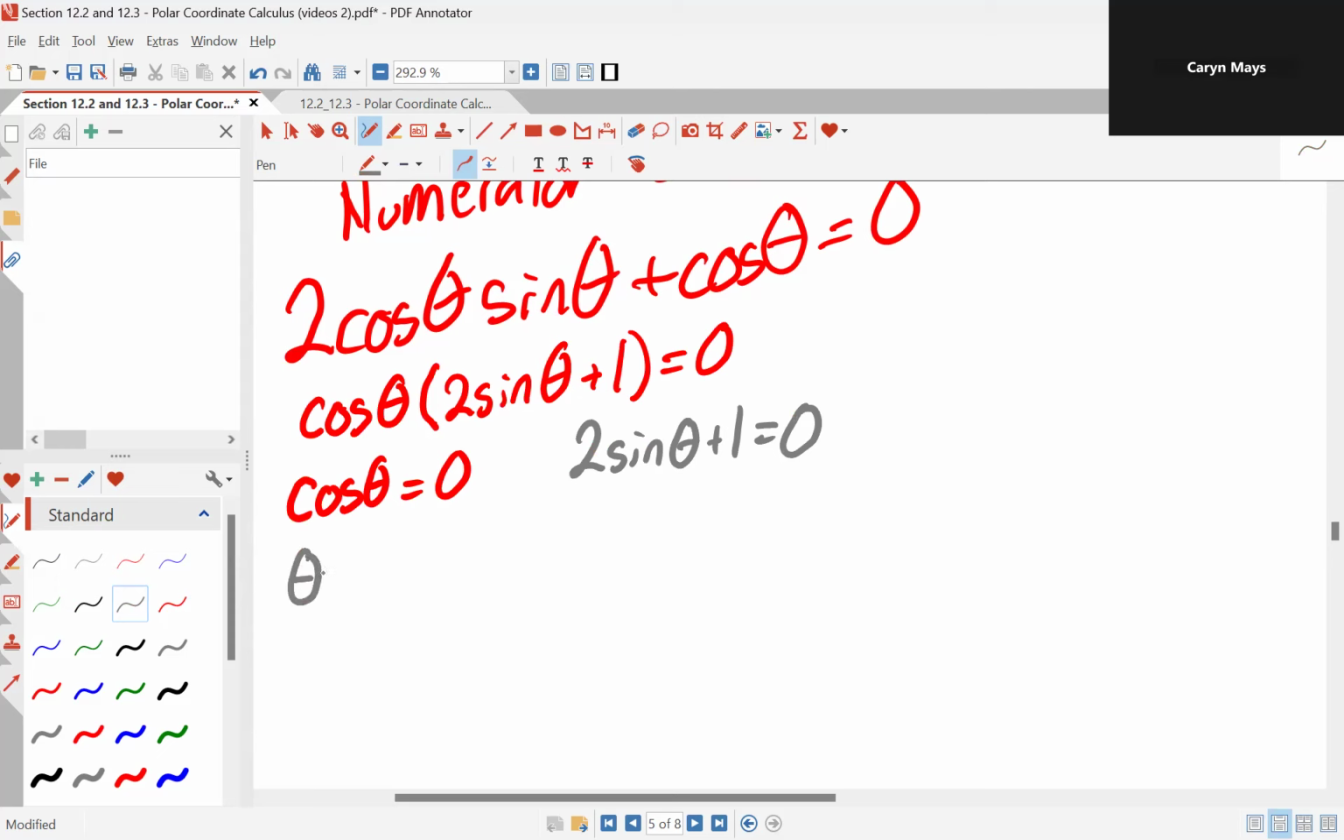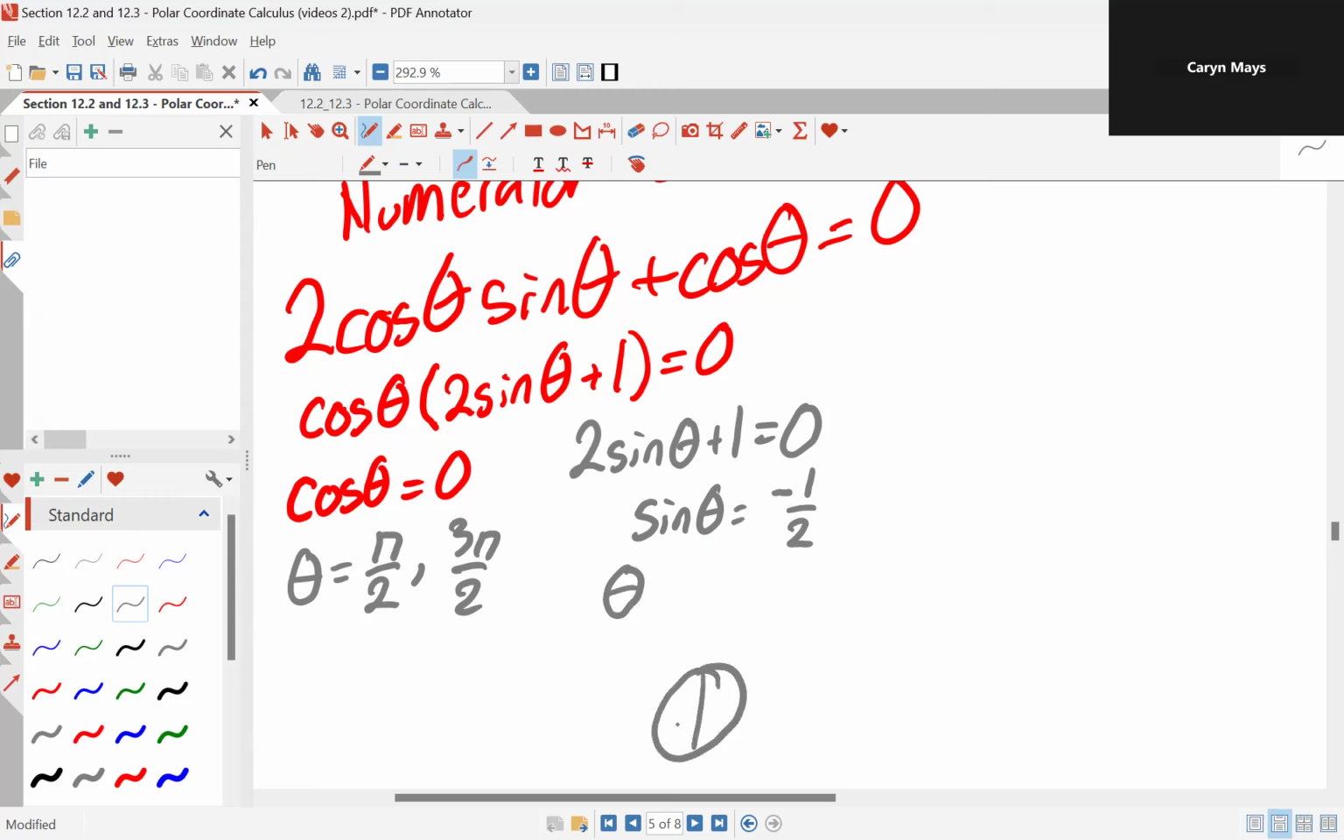Cosine theta equals 0 at the top and bottom of our unit circle, at the angles pi over 2 and 3 pi over 2. 2 sine plus 1 equals 0 when sine is equal to negative 1/2. Those angles, that's either here or here. Those angles are 7 pi over 6 and 11 pi over 6.